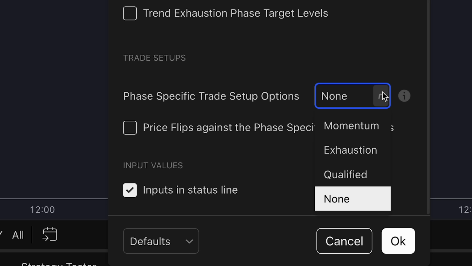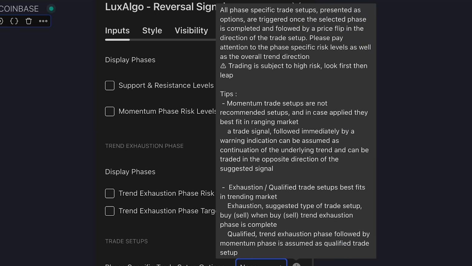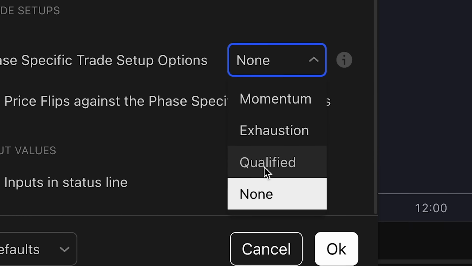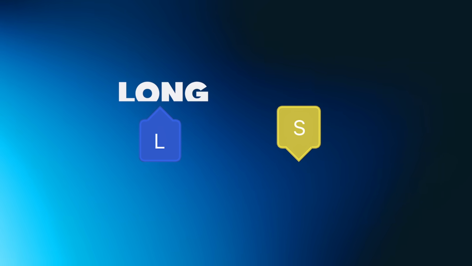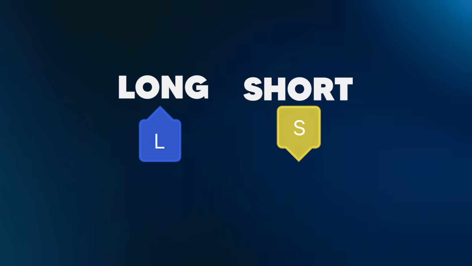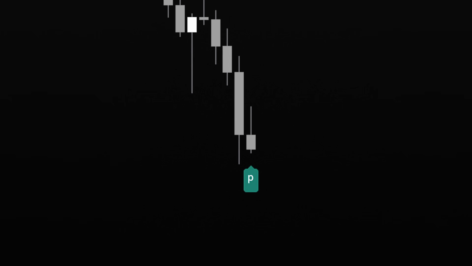Scroll down to the Trade Setup section, and here's where the real power kicks in. You'll want to enable the setup you want displayed on your chart. If you hover over the tooltip, you'll get a detailed breakdown of each setup type, but the ones you really want to focus on are the qualified setups. These are the most complete, actionable signals the indicator offers. Once enabled, you'll notice some new labels appear on your chart. Blue with an L for long trades, and yellow with an S for short trades. Now here's the key. While the momentum and exhaustion phases often act like pullbacks within a trend, the appearance of a qualified setup is your cue to start watching for a full-blown reversal.